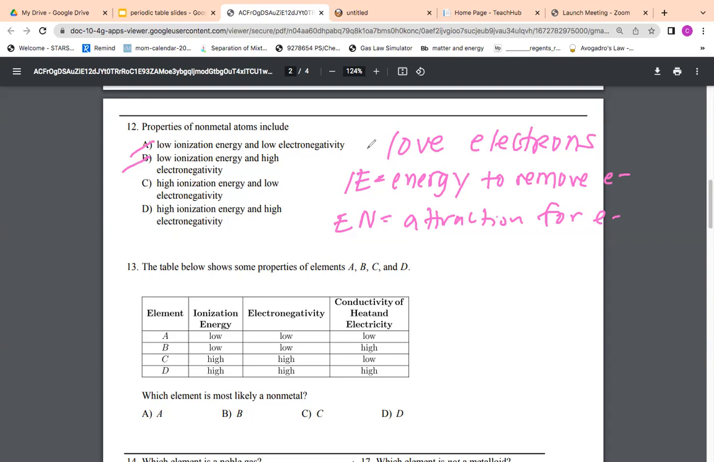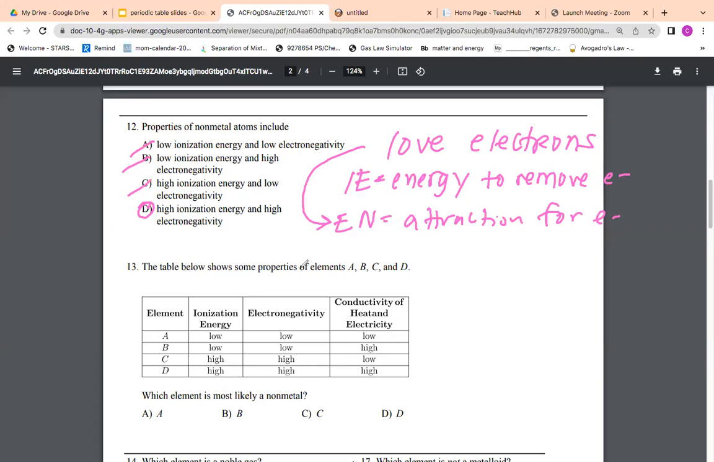Since they love electrons, this goes hand in hand with this. They have a very, very high attraction for electrons. Again, the nonmetals are to the right. They're very close to the configurations of the noble gases. So they need to usually just gain a few electrons in order to be stable. So they have high ionization energy and also high electronegativity. So we're going to want to go with choice D.